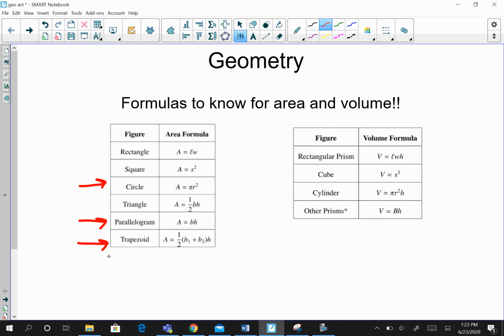And then your volume formulas, this is for your 3D shapes, is going to be length times width times height for anything rectangular. In a cube, length, width, and height are all the same because it's a 3D square, so it's just your side cubed. In a cylinder, it's pi r squared h, and then anything else is volume equals b times h, where b is the area of the base shape. So area of that base shape times your height, that gets you the volume. Again, the ACT will not give you most of these formulas. I would try to have them memorized.